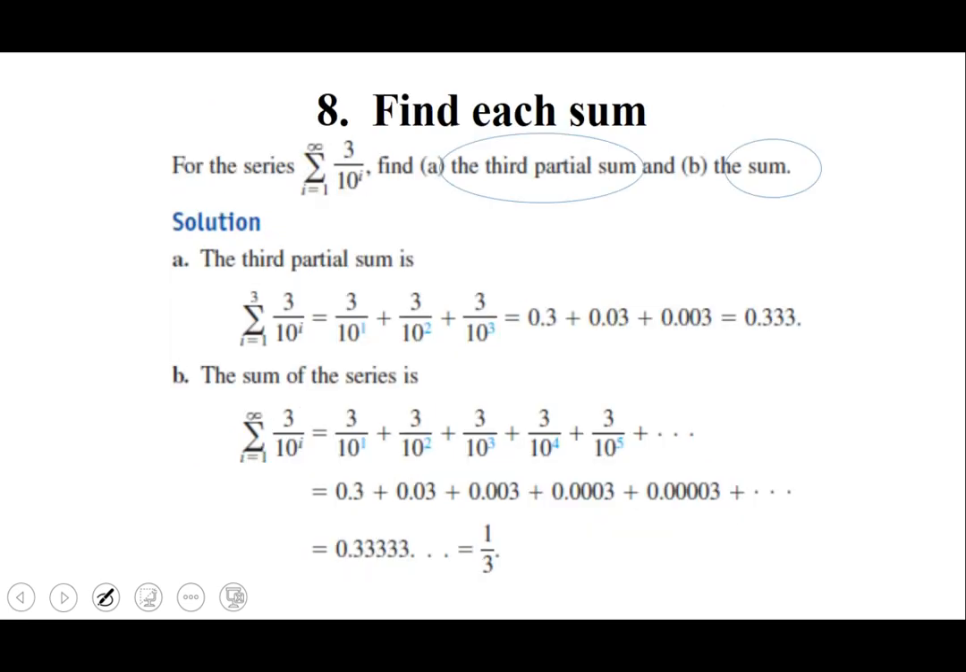So if we take a look here at number 8, it's already done for you, and then we'll do one together. So here is the series, which is the sum from 1 to infinity of 3 over 10 to the i. You're first going to find the third partial sum, which means you're adding up the first 3 terms only. And then you're going to find the total sum, which assumes that you would go to infinity. So in order to do part B, you have to start by doing part A.